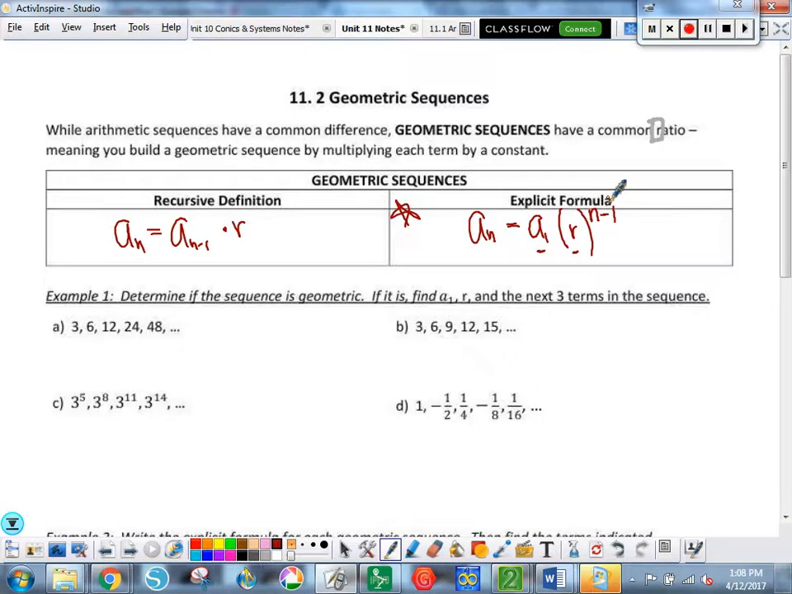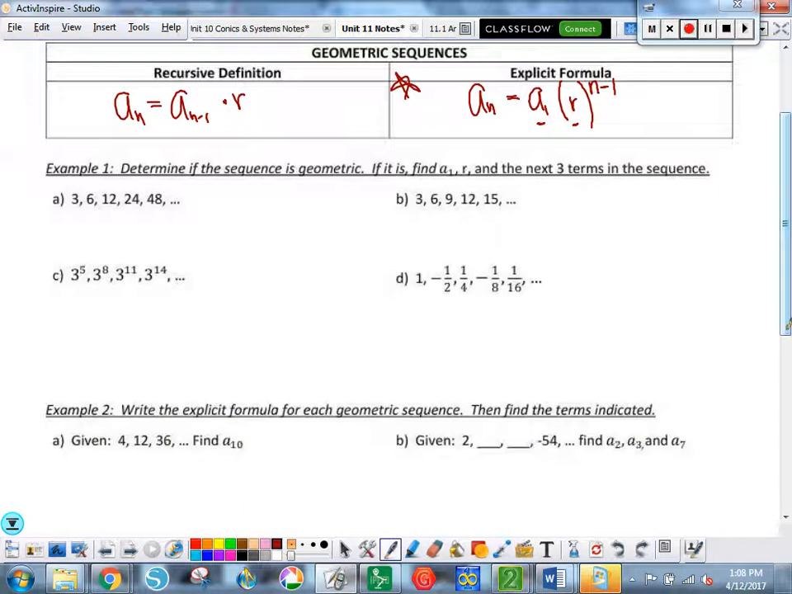Okay, so the first thing we're going to do is determine if these are geometric. If they are, we're going to find a sub 1, r, and the next 3 terms. So for example, a, is there a common ratio between those terms? From 3 to 6, we double, then we double, then we double, then we double. So is our sequence geometric? Yes. A sub 1 equals 3. R equals a doubling, so my common ratio would be 2. And if I needed to find the next 3 terms from 48, they would be 96, 192, and 384.